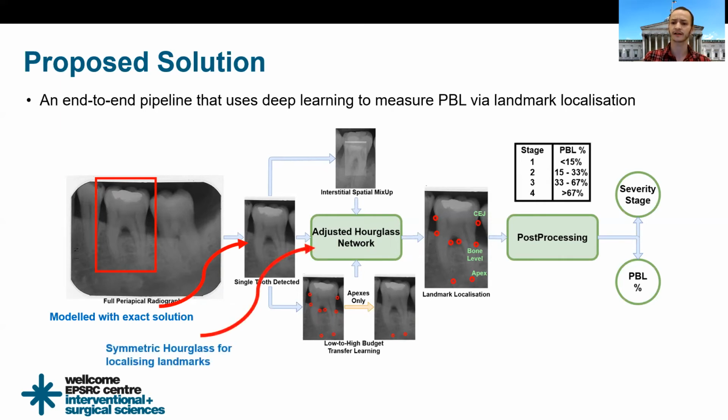We use a symmetric hourglass for localizing our landmarks, and we discuss this network in depth in the next slide. We have a novel data augmentation method, ISM, which is discussed throughout the presentation. However, you see an example here.